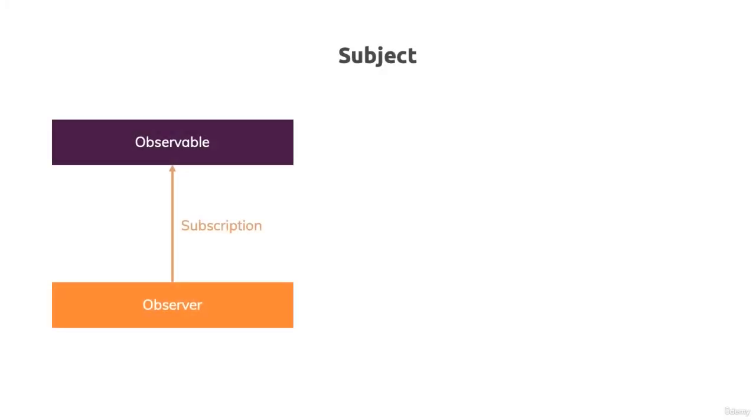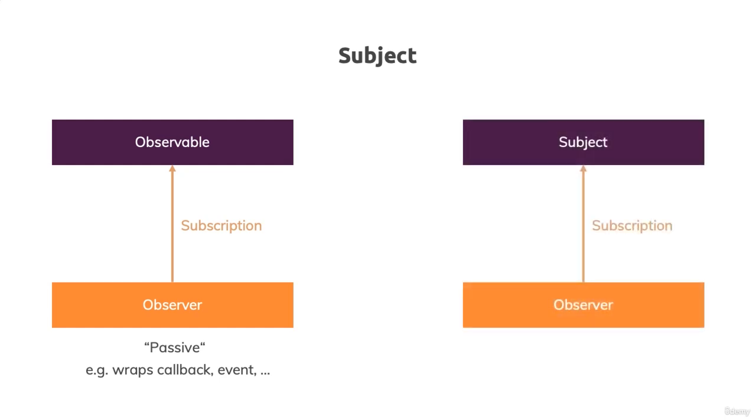We know observables, we can subscribe to them as you learned, but they're rather passive. You learned how to create your own observable, but the core idea always is that you wrap a callback or an event or something like that. A subject is different. A subject also is an object you can subscribe to, but it's more active because you can actively call next on it from outside. Remember, in the observable, we also called next, but that was from inside the observable when we created it.